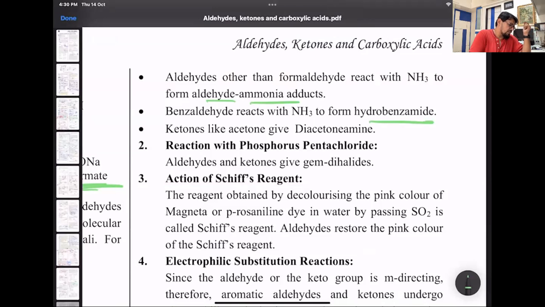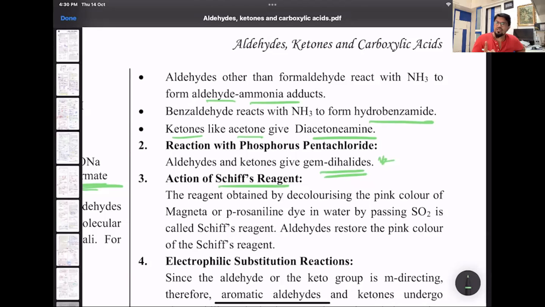Benzaldehyde gives hydrobenzamide, and ketones like acetone: first 2 moles of acetone condense among each other, and then they react with ammonia to give you diacetone amine. Is this clear? With PCl5, aldehydes and ketones both give geminal dihalides, where aldehyde will give geminal terminal and ketones will give geminal non-terminal.